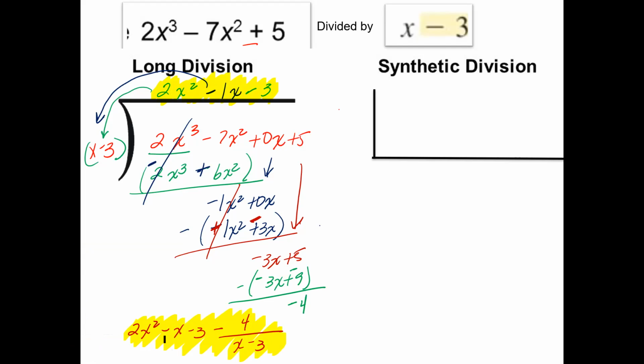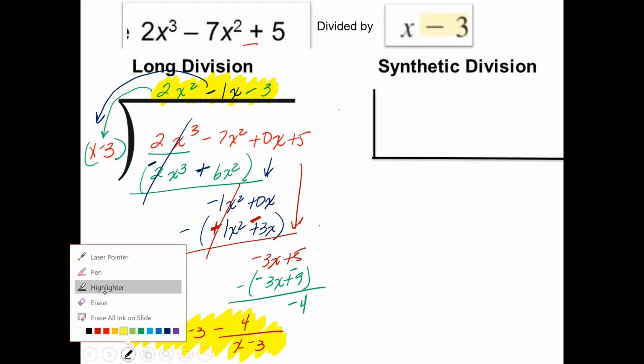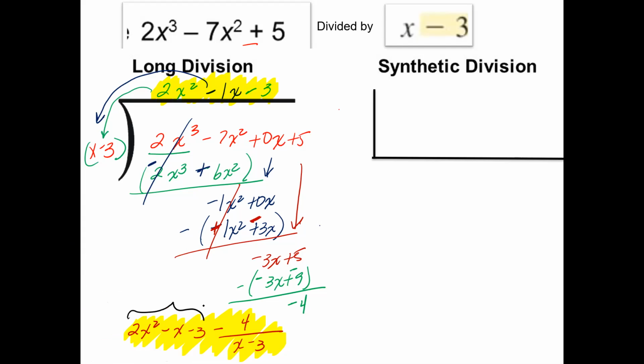So there you have it. And if you remember, this right here is going to be the quotient. Here, remainder, and divisor.